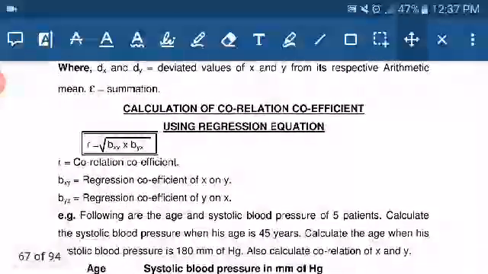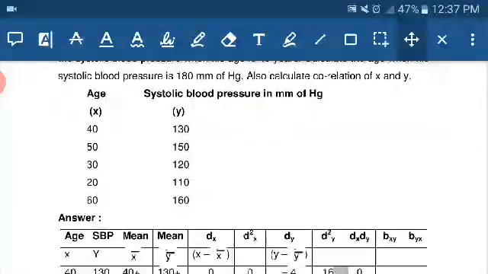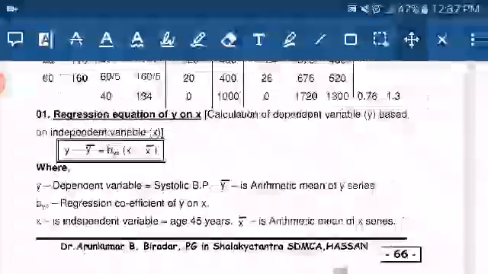Calculation of the correlation coefficient using a regression equation. These are the many formulas and calculations.